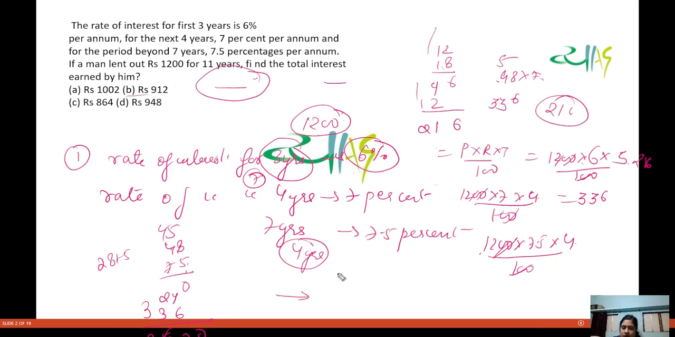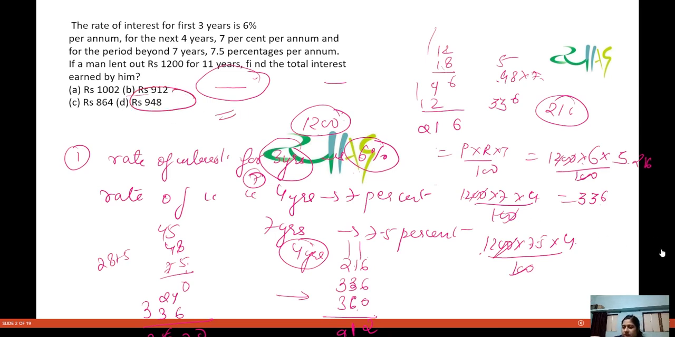So in total, how much did your interest come to? 216 plus 336 plus 360. So this will come to 912. So your 912 is the answer.